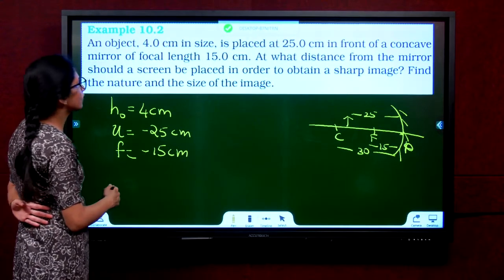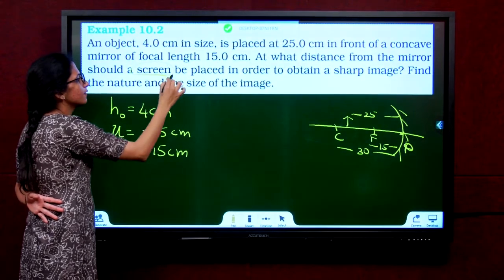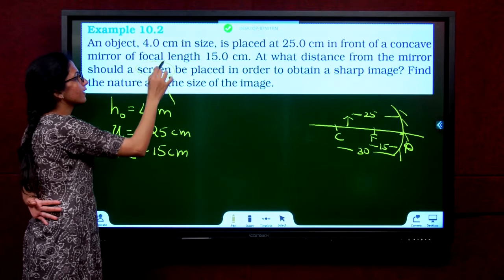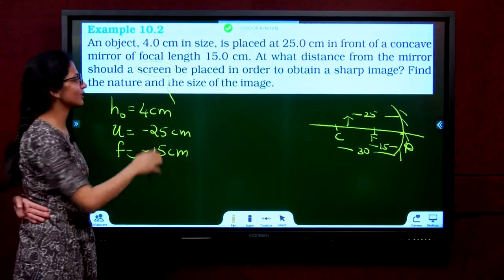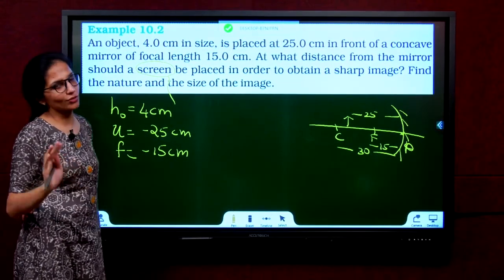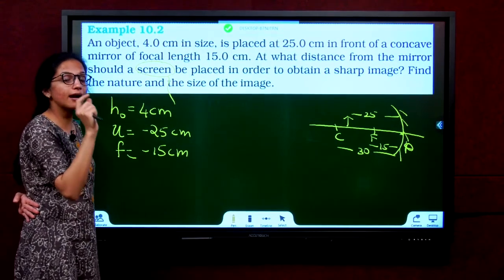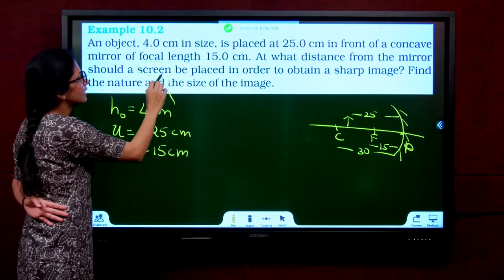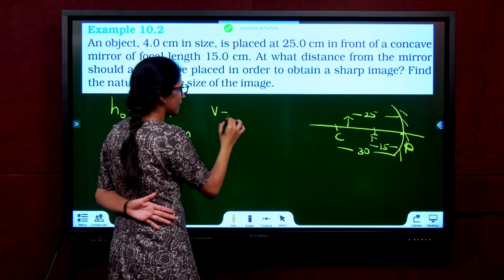At what distance from the mirror should a screen be placed? Please observe, screen means what? A screen is placed only when the image is real and inverted. So they're giving you a hint in this question. They're telling you that you should get the answer as real and inverted. If you don't recognize it, it's no problem, but you should observe the words. Sometimes you get the answer in the question itself. Here you understood it's real and inverted. Anyway, where should the screen be placed in order to obtain a sharp image?